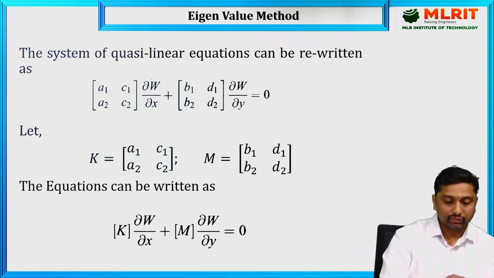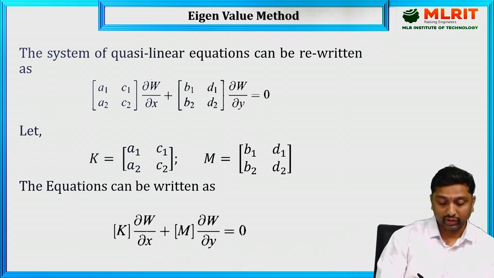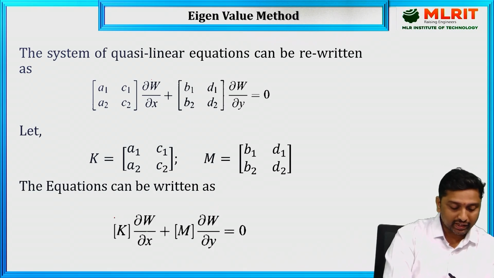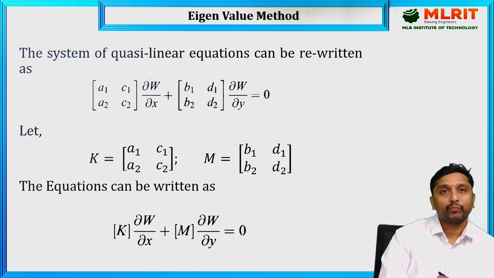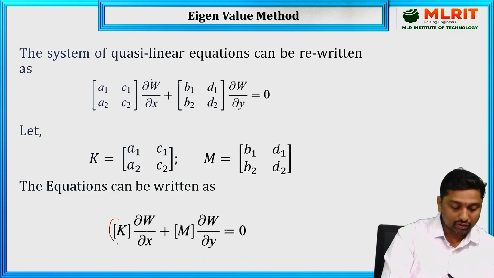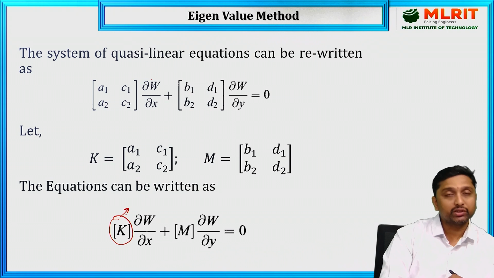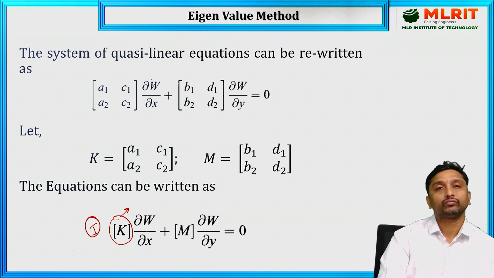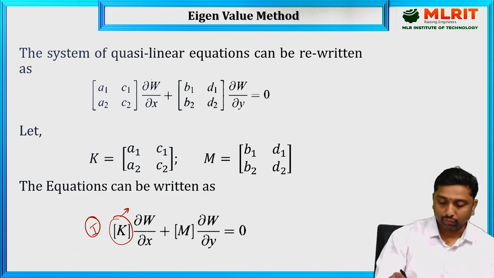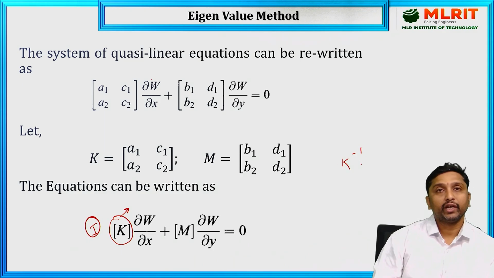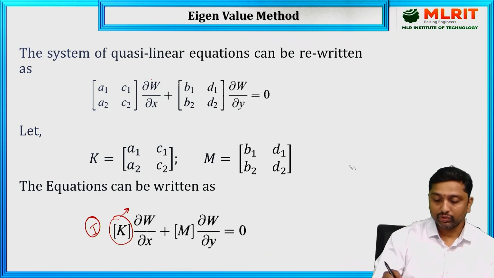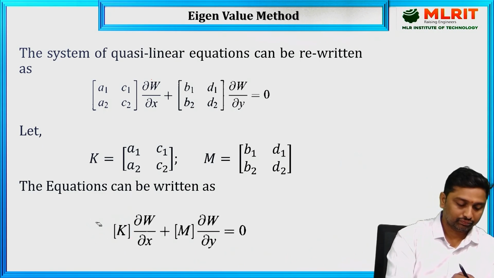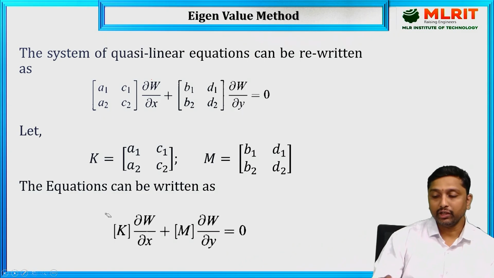So the above equation can be written as K ∂W/∂X + M ∂W/∂Y = 0. Now, to make it simple, what I try to do is replace this K and convert it into I. To do that, I simply multiply with K inverse. K inverse into K will always be 1, so it will be an identity matrix.